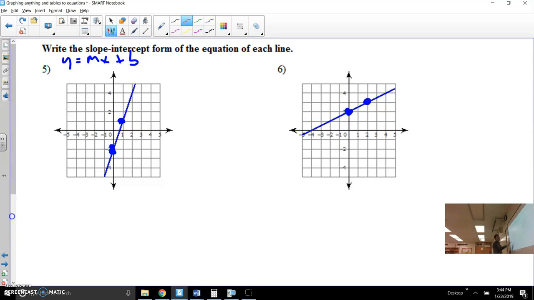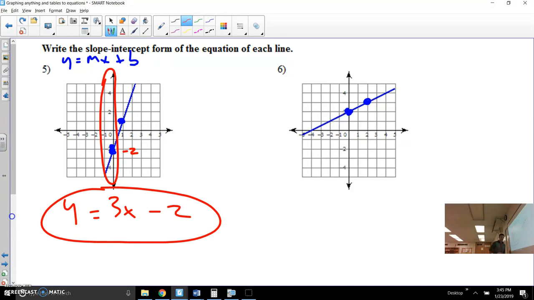And so if I'm trying to build an mx plus b, the b value is always this value that hits the y-axis line, and that seems to be negative 2. So I know that at y equals, the back number should be a minus 2. Now the slope can be calculated by thinking about the rise over run. From this point that's at the bottom left to the other point that's in the top right, it looks like it goes up 1, 2, 3, and over 1. Well, 3 divided by 1 is 3, so I'm pretty sure that this is 3x minus 2.